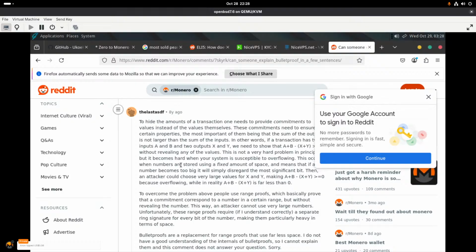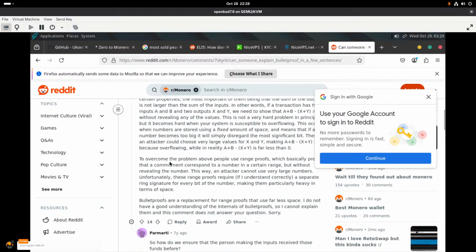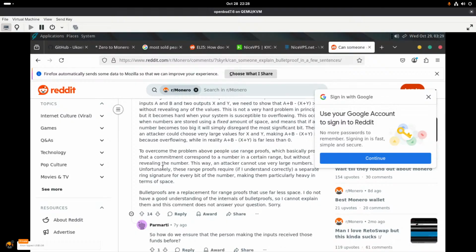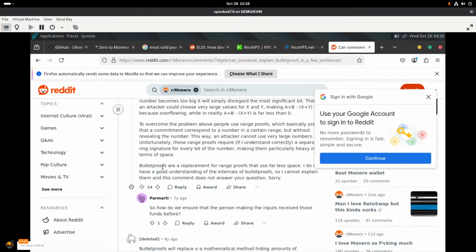Unfortunately, these range proofs require, if I understand correctly, a separate ring signature for every bit of the number, making them particularly heavy in terms of space. Bulletproofs are a replacement for range proofs that use far less space. I do not have a good understanding of the internals of bulletproofs, so I cannot explain them in this comment and it does not answer your question. Sorry. So how do we ensure the person is making inputs to receive?